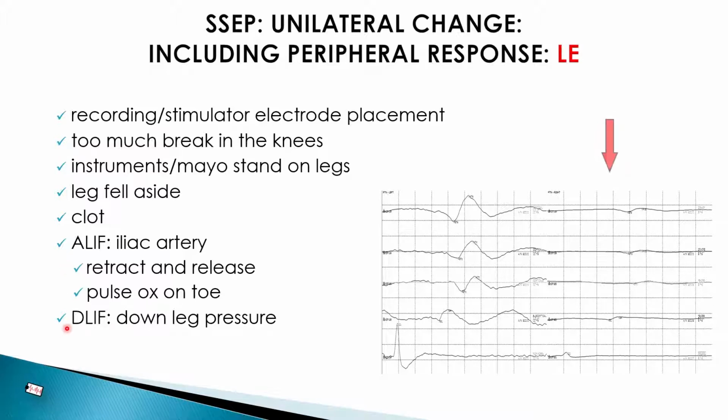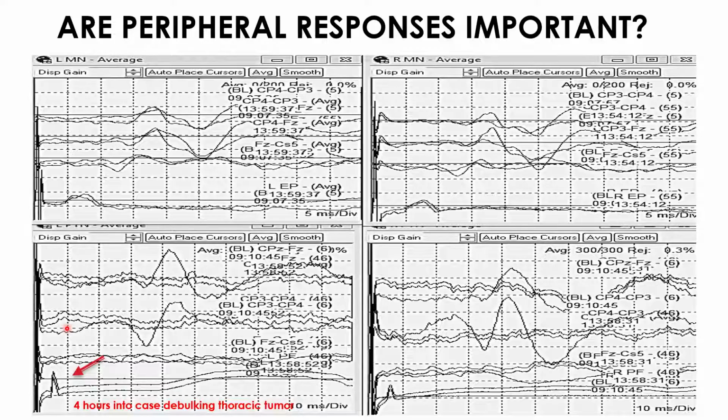During direct lateral fusions, the patient is laying on their side, and there's a risk of the down leg having too much pressure or being malpositioned, to where you see changes in the entire lower extremity SSEP. Our peripheral response is important.